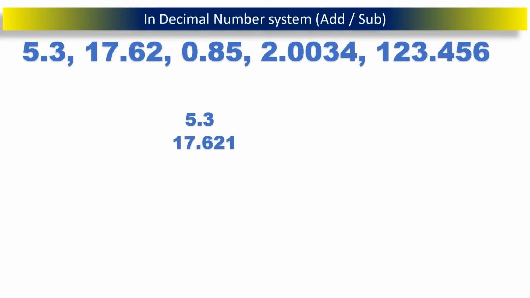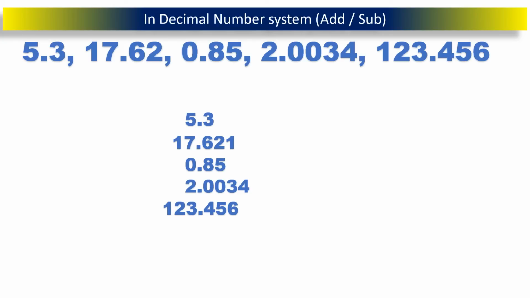We have to match the decimal point. So 0.85, how will we write it? Just match the point. Keep the point in a straight line and write the number as it is. See how it is written. Fine, right? We have written all these 5 numbers one below the other, and this is how we have to write decimal numbers during addition or subtraction, one below the other. It means that all the decimal points should lie in a straight line.